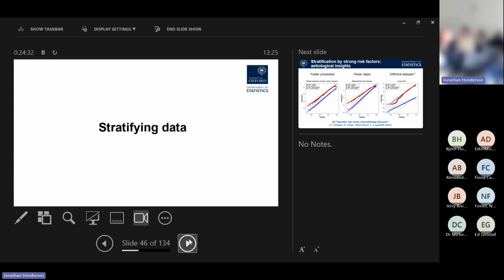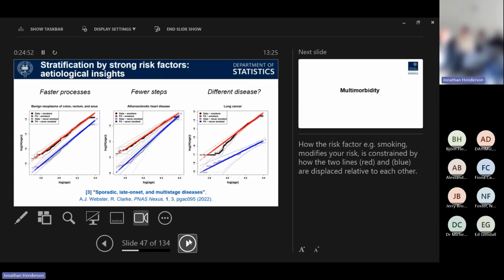Another thing you can do is you can use a strong risk factor, such as a genetic risk factor or something such as smoking, as I'll show in this example, to stratify your data. And then by comparing the differences in the data, you can make inferences about what might be going on biologically. So to look at this example here, we've got the smokers in red, the non-smokers in blue. On the left, there's this sort of rigid displacement of the curve upwards, and that's just consistent with smoking increasing the rate of the processes that are leading to disease. So it's the same sort of thing as you'd see in a proportional hazards model.